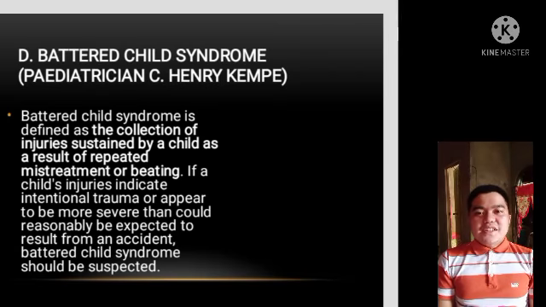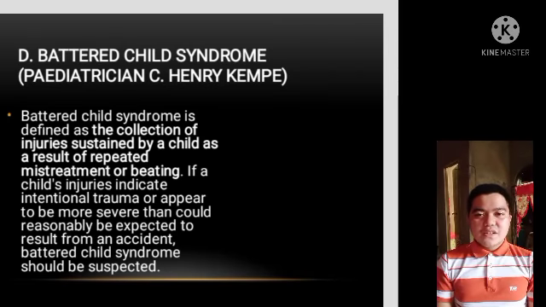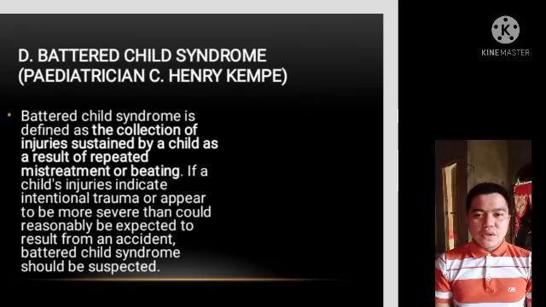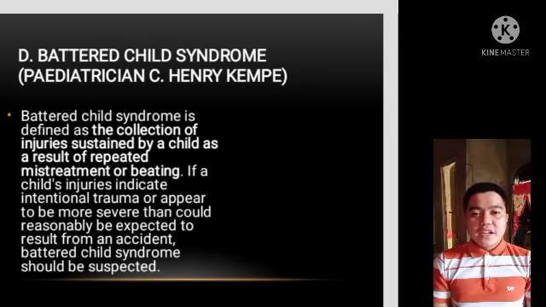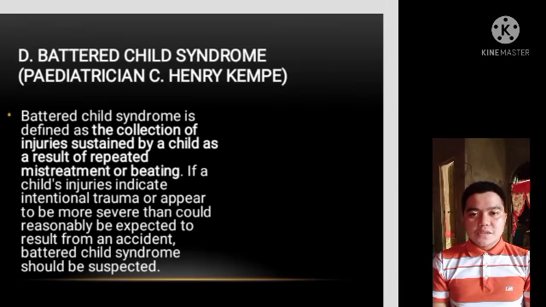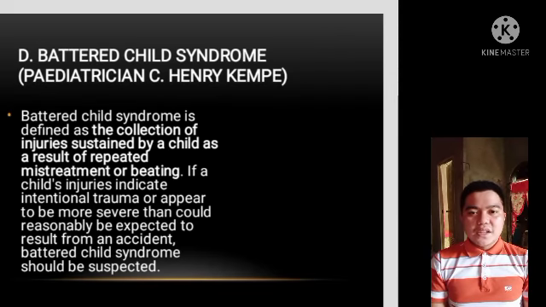Battered child syndrome by Henry Kemp. Battered child syndrome is defined as a collection of injuries sustained by a child as a result of repeated mistreatment or beating. When a child's injuries indicate intentional trauma, or are feared to be more severe than could reasonably be expected to result from an accident, battered child syndrome should be suspected.